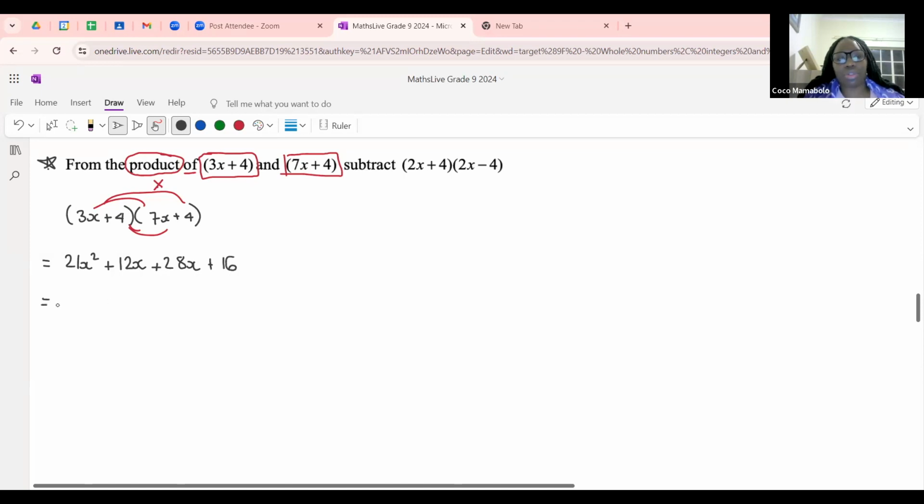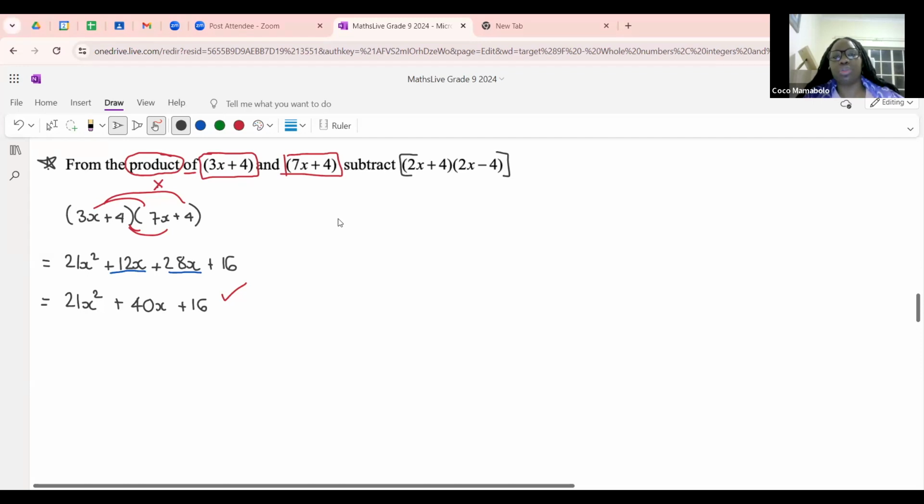All right, and then we're just going to add like terms. I'm going to get 21x squared, and 12x and 28x, those are my two like terms, right? So 12x plus 28x will give me 40x, plus 16. That's what I have. Now, the sum says, from the product of this, which is what we found here, beautiful, we need to subtract that. So what do we also have to do in these two brackets over here?